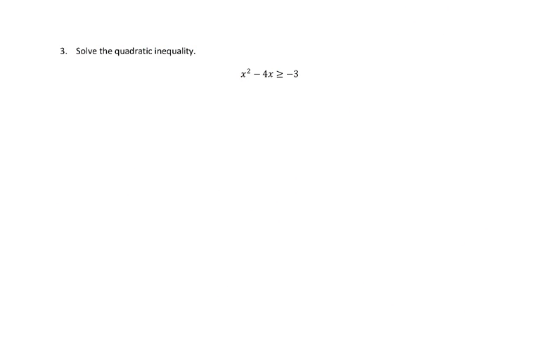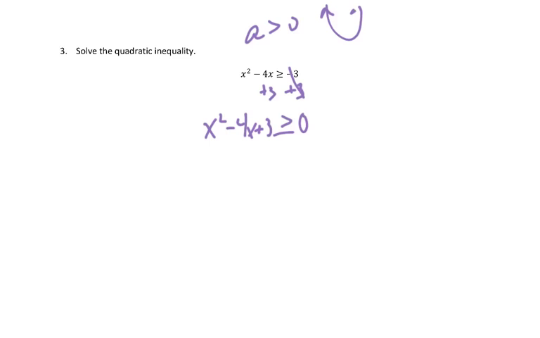On question number 3, we do have to start out the beginning of the steps, because if you look here, neither of the sides are equal to 0. And so what I need to do is move this -3 over to the left-hand side. So I'm going to add 3 to both sides. That will cancel to 0. So we end up having x squared minus 4x plus 3 on the left-hand side must be greater than or equal to 0. Our leading coefficient is a +1, so that's greater than 0, so our parabola is going to point upwards.